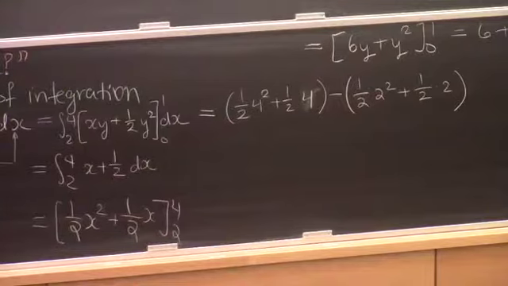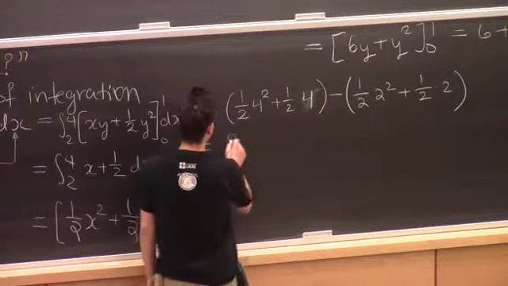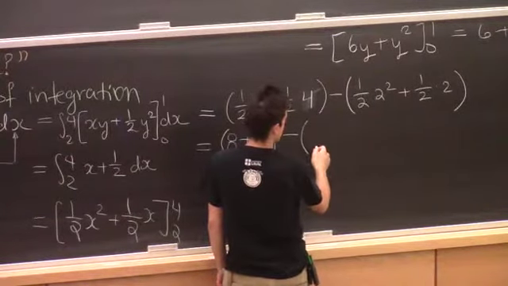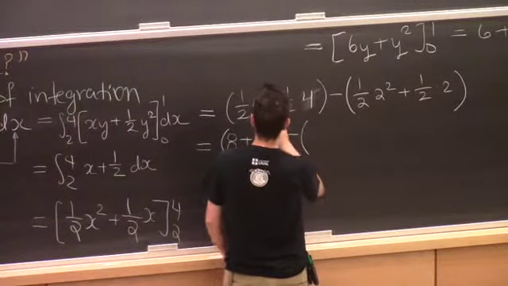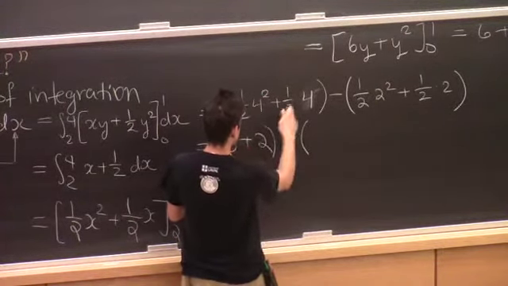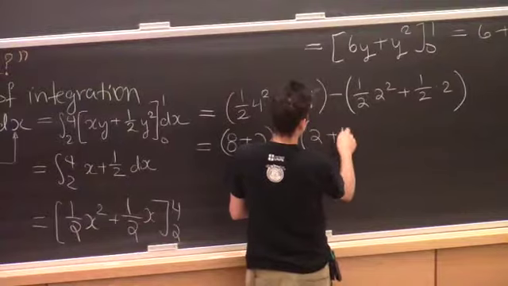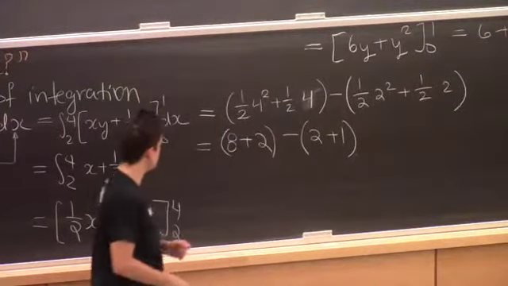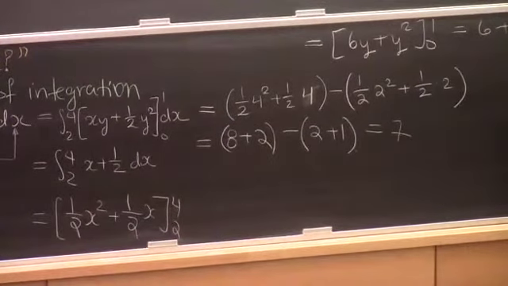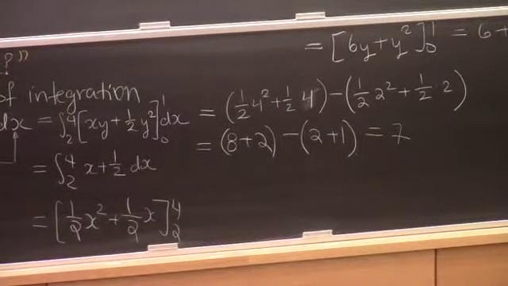Okay, so applying the fundamental theorem of calculus, we plug in our bounds at the ends, and we get 16 over 2 is 8, plus 2 minus 2 plus 1. Okay, so we get 10 minus 3, 7. Okay, so there's something going on here. If we switch the bounds of integration, we get the same answer both ways, which is kind of surprising.